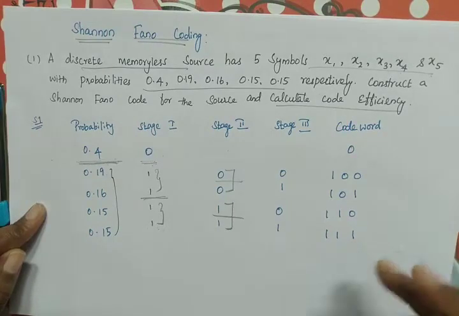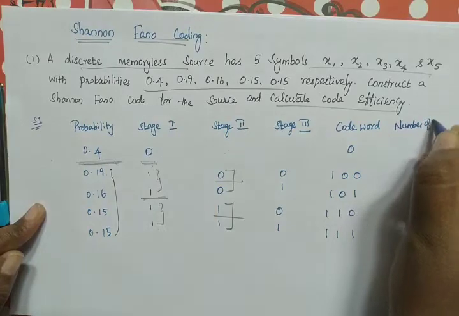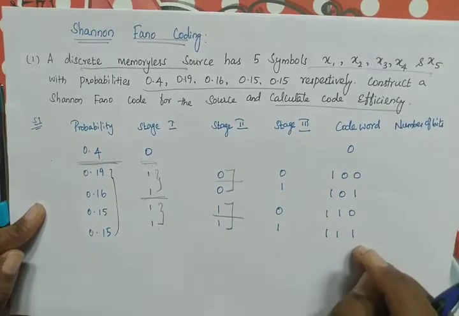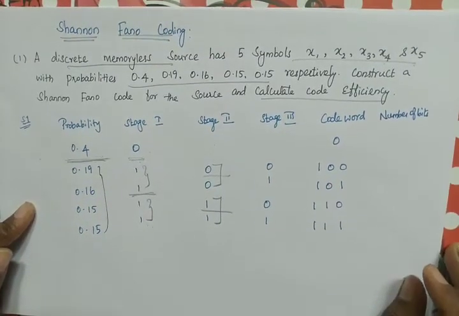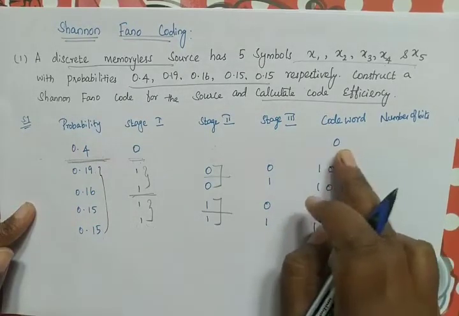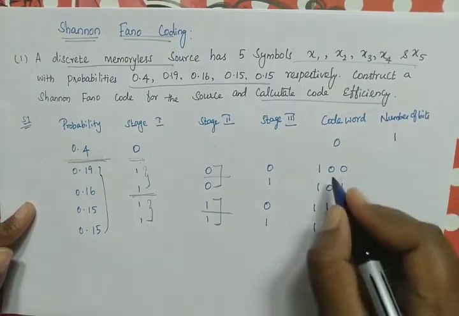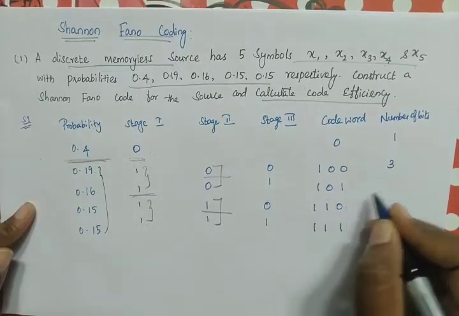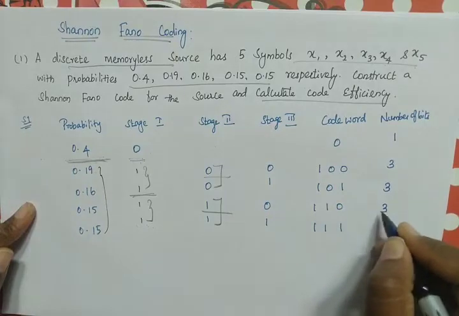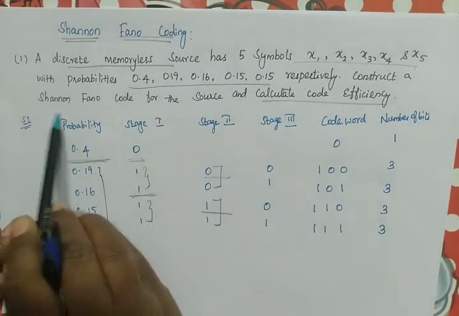Then the next one, finally we have the number of bits. So what is the number of bits? How can we write it? That is the length of each code word. Here we have 1, and here we have 3, 3 bits, 3 bits. That's it. This is the Shannon Fano coding.